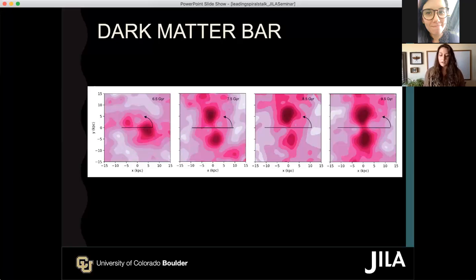This almost perfect perpendicular bar causes the strongest torque that could be produced on the stellar bar, which slows it down significantly and moves corotation very far out.